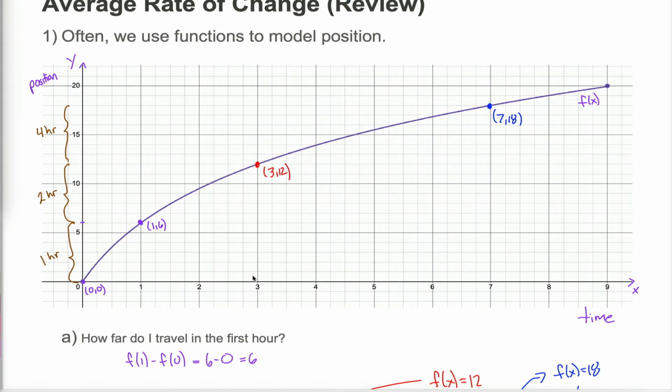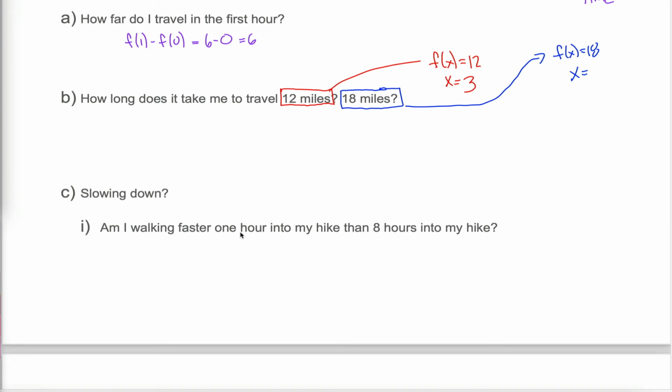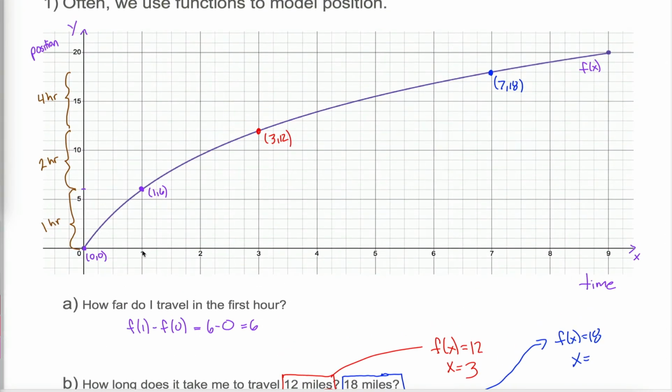But I don't think that's enough to conclude that at this instant, 1 hour into my hike, I'm hiking faster than I am at this instant 8 hours into my hike, right? 1 hour into my hike, I'm at this point right here. 8 hours into my hike, I'm at this point right here. It looks like that point is (8, 19), or at least really close to it, as close as I can tell on this graph. All the evidence seems to suggest that I'm walking faster here than here, but how could you prove that fact? How could you convince somebody that at this instant you're walking faster than at this instant?